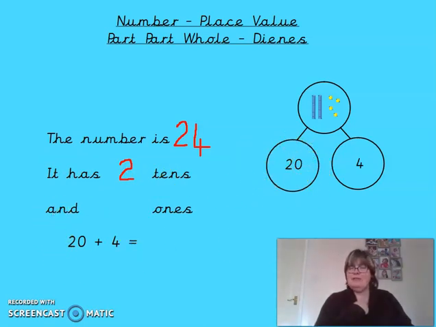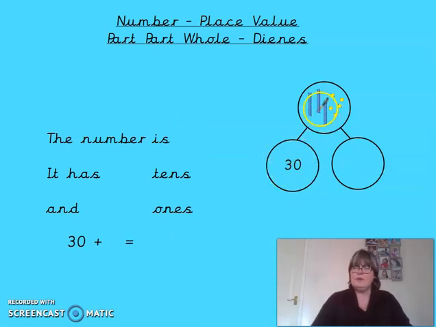And how many ones does it have? Gosh, we know this one, don't we? It's got 4 ones. And then we have our number sentence down here just to check. 20 add 4 equals, and we can see it here, 24. Okay, now that one was quite easy because that one had all of the images there ready for us to use, didn't it? The next one that we look at is going to be a little bit different. So let's check this one out.